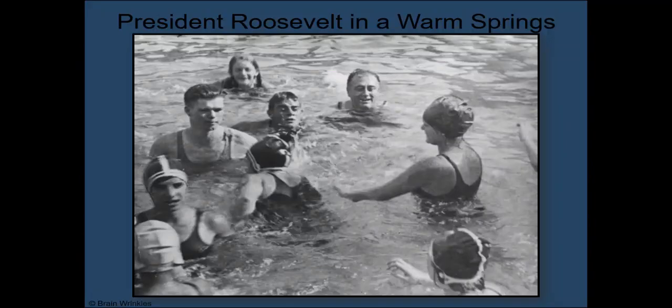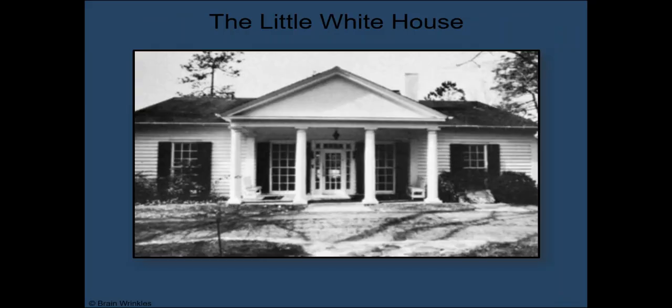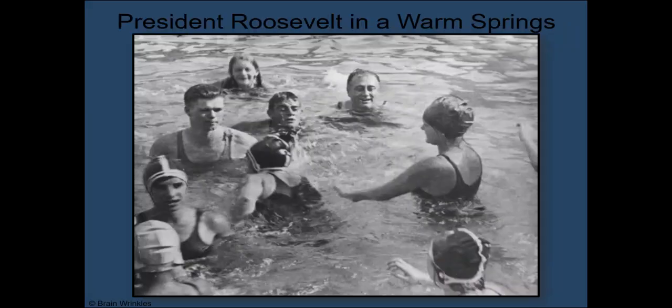And President Roosevelt had something called polio, and polio is a disease that hinders people from being able to walk properly. I know there's more medical terminology too, but this is a simplified version. So he came to Warm Springs, Georgia, in this little house here. It's called the Little White House, and it still stands today. It's a museum in tribute to him.